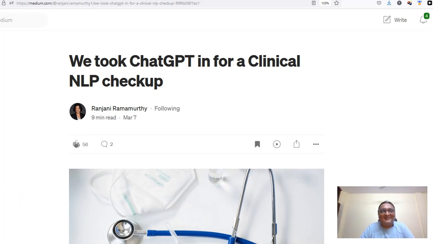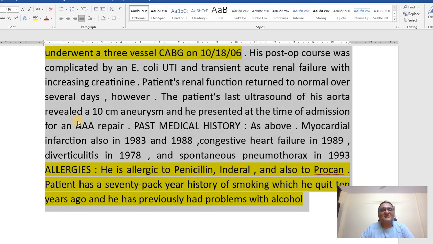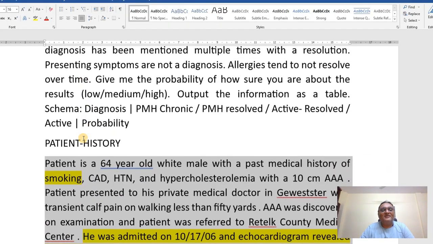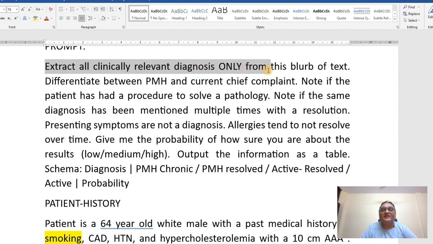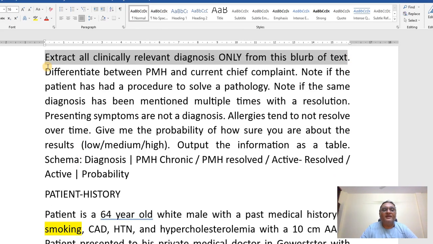Okay, now let me start with the first prompt. Here it is an actual clinical situation. Extract all clinically relevant diagnoses only from this blurb of text. What is the meaning of that blurb of text? I'm coming to that. Differentiate between PMH and current chief complaint.